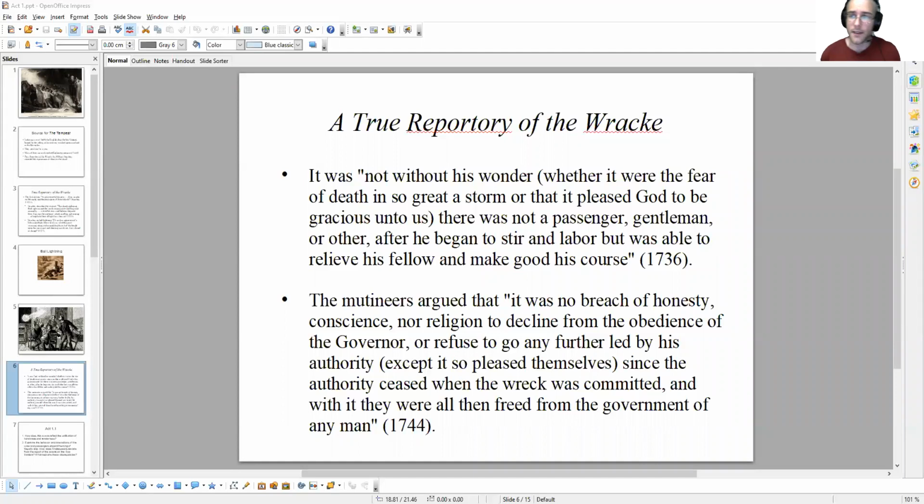Now, Strachey and the survivors in the True Repertory of the Wreck describe their islands in the same way. And yet, they raise this idea of that generative union of contrasts, that somehow the island is both savior and devil, God and demon.